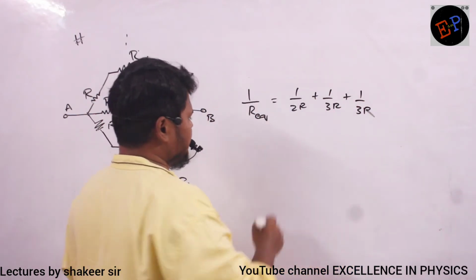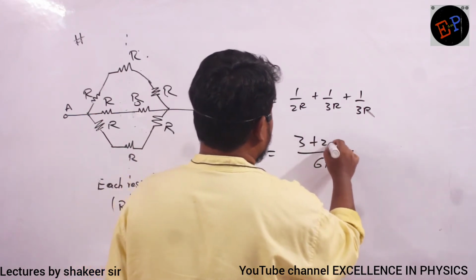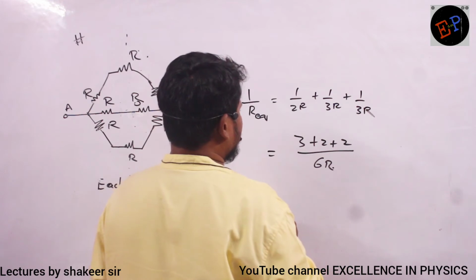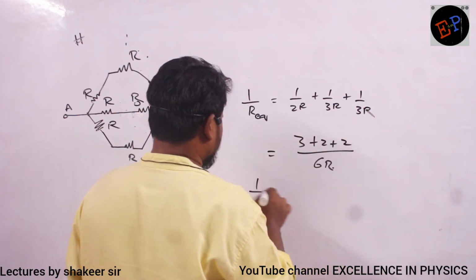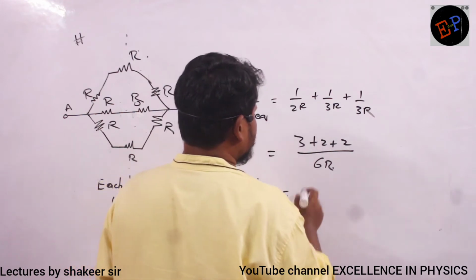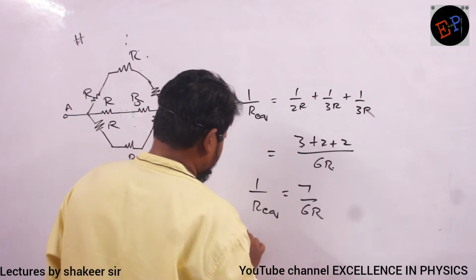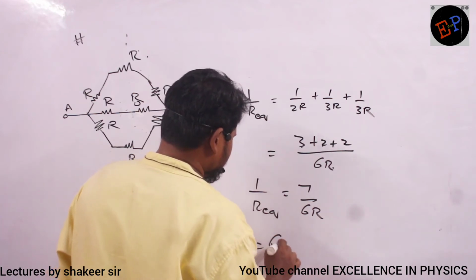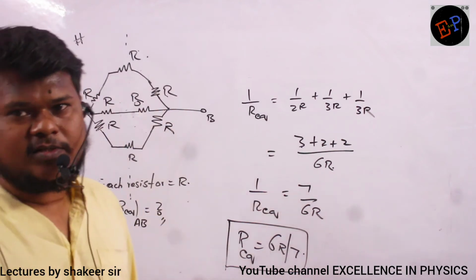Have you understood ma? LCM I can take 6R. So 3 plus 2 plus 2. Correct only na? 3, 2, 2. So therefore 1 by R equivalent is how much? 7 by 6R. So therefore equivalent resistance is 6R divided by 7. That is my answer. Understood no ma?